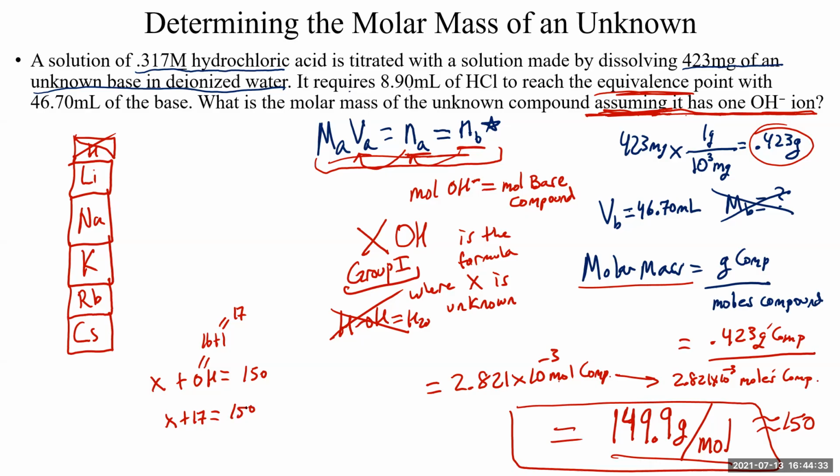All I'm doing is using the basis of figuring out the molar mass of a compound, only in this case, I don't know what one of my elements is. So X is going to equal 133 grams per mole. Whatever my metal is, it's about 133 grams per mole.